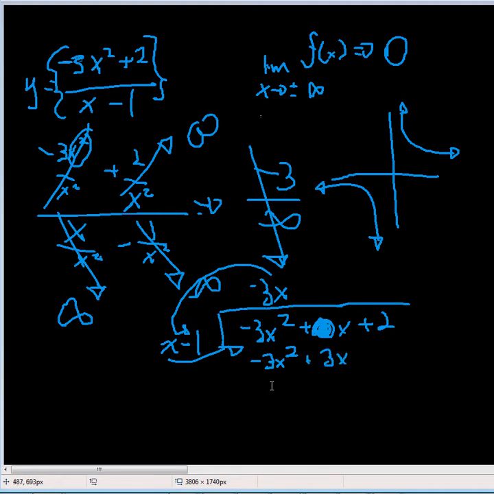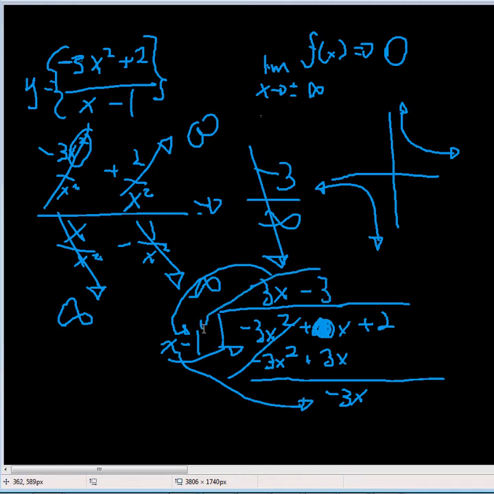And so these two cancel out. 0 minus 3x is negative 3x, right? And so that goes into that. I'm sorry, bring down the 2, plus 2. Negative 3 times x is negative 3x. Negative 3 times negative 1, that's plus 3. The x terms cancel out. 2 minus 3, that's negative 1, right?